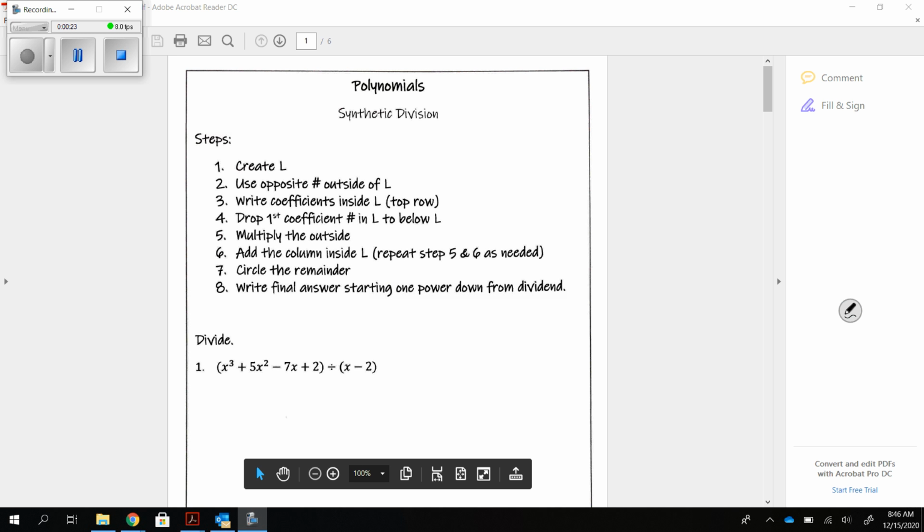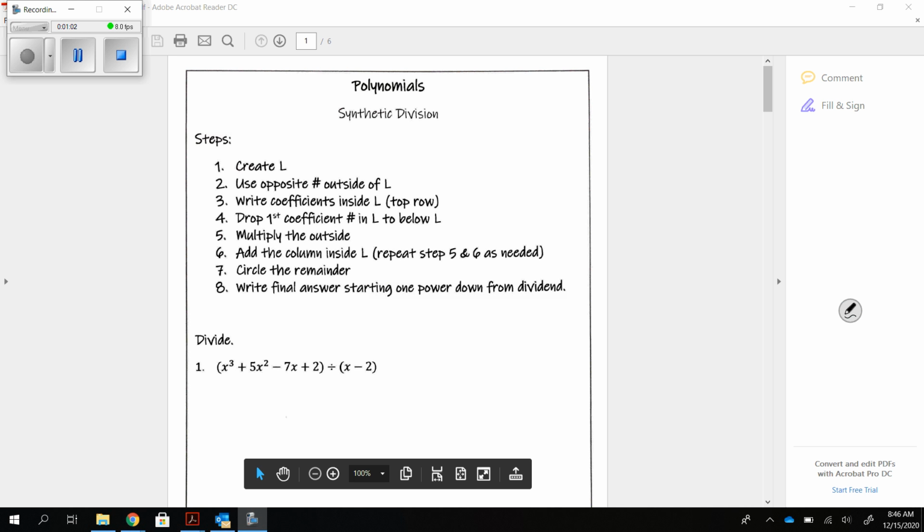These are the steps. Yes, there's 8 steps. Step 1, you create an L. Step 2, you use the opposite number outside of the L. This will make sense in a second. Then step 3, write the coefficients inside the L on the top row. Then step 4, drop the first coefficient number in the L to below the L. Then step 5, multiply the outside. Then step 6, add the column inside L and repeat 5 and 6 as needed till we get to the end. Again, that will make sense in a second.